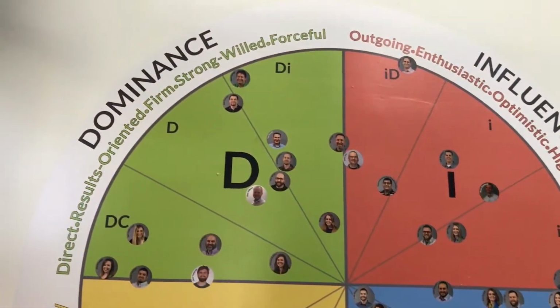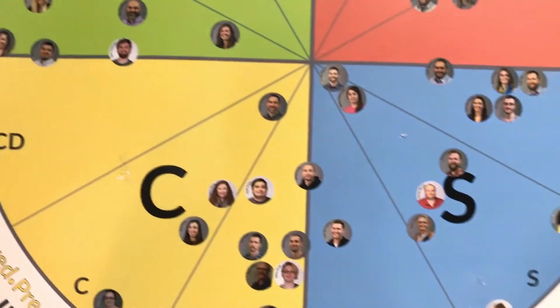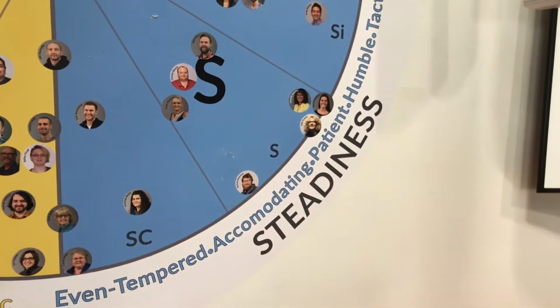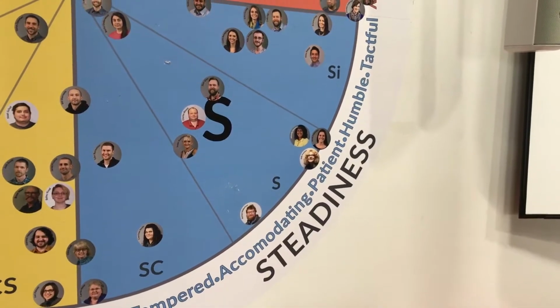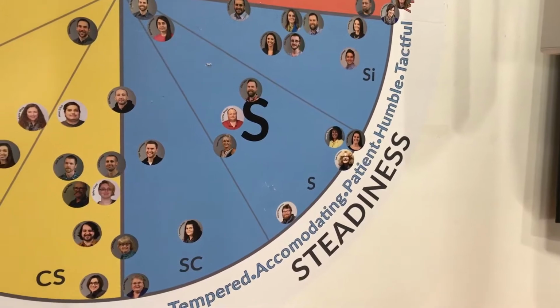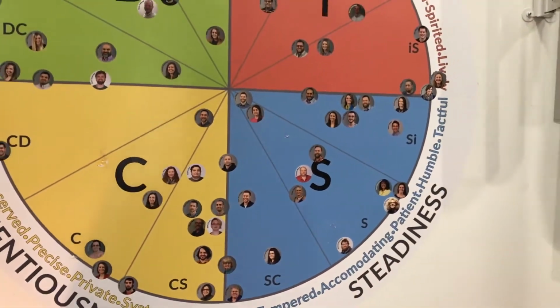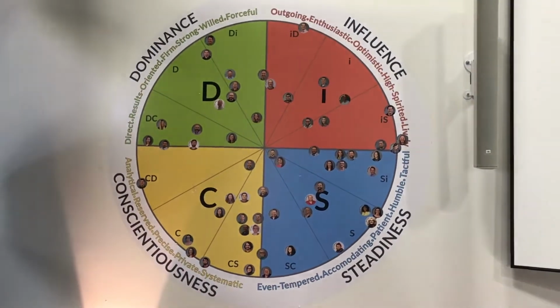So if someone who is a dominant D personality needs to work with someone more in the S category, they should know that they don't come at them hard charging. They should be more patient, tactful, because that is how these people typically like to operate. So it's important for all of us to know more about ourselves and more about our coworkers so that we can be effective in our communication.